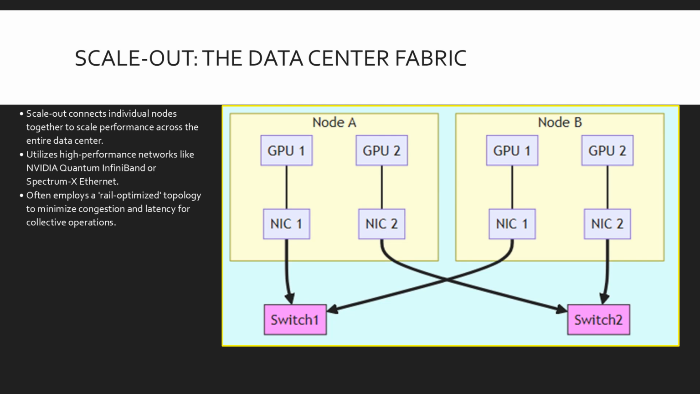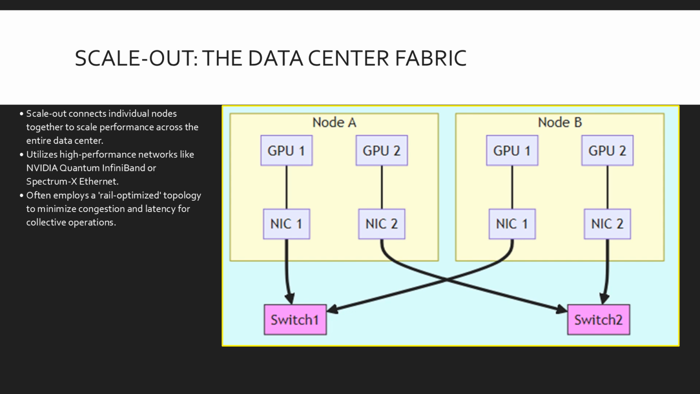This is scale-out. Here, we use high-performance networks like NVIDIA Quantum InfiniBand or Spectrum-X Ethernet. The goal is to connect hundreds or thousands of nodes to tackle jobs that are too big even for a supernode. A key design principle here is rail optimization. In this topology, specific NICs from different nodes are connected to the same leaf switch, creating dedicated lanes for communication. This optimizes the network for specific AI traffic patterns like all-reduce, ensuring that the massive traffic from one GPU rail doesn't block another.